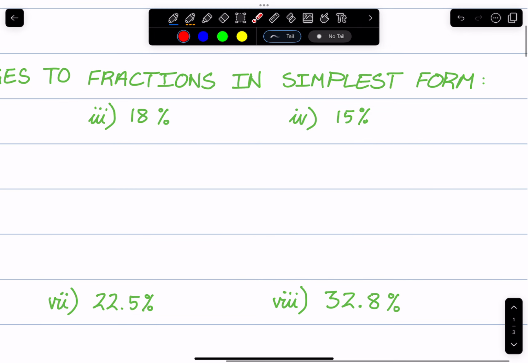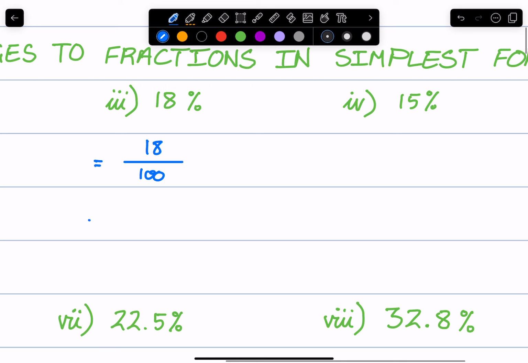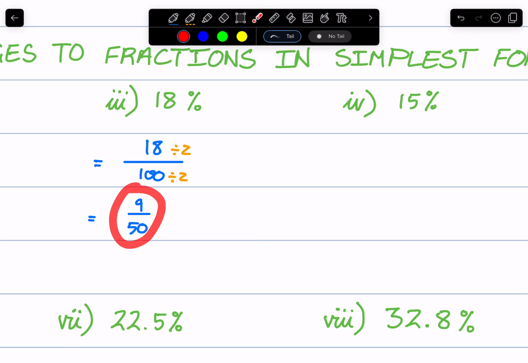Let's now move into percentages that aren't quite usual or normal, but this always begins the same, it's always over 100. So 18 over 100. I can see here that they're both even, so we can halve both of them. 18 divided by 2 is 9, and 100 divided by 2 is 50. And as you can see, this is fully simplified and can't go any further.